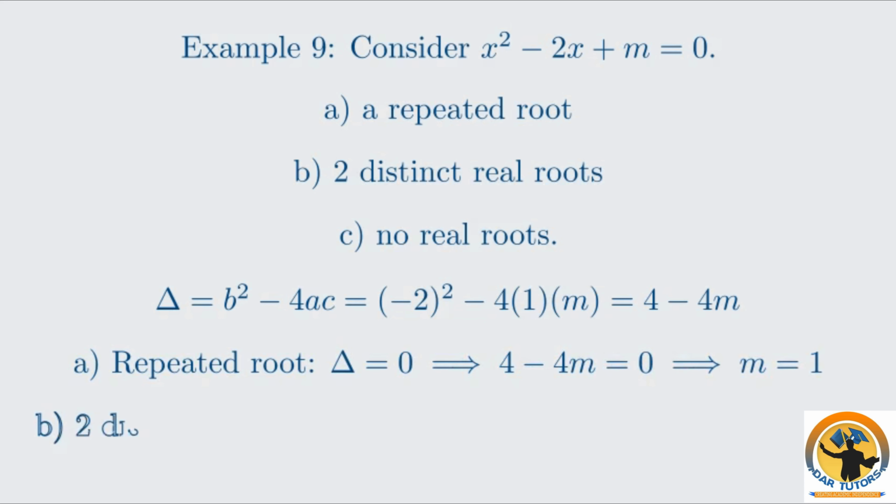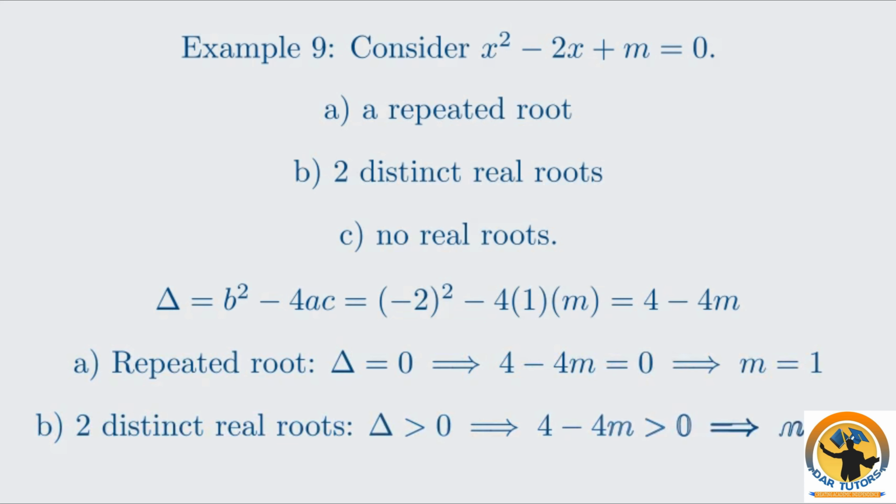B. For two distinct real roots, the discriminant must be positive. So 4 minus 4m is greater than 0. Solving this inequality, we find that m must be less than 1.